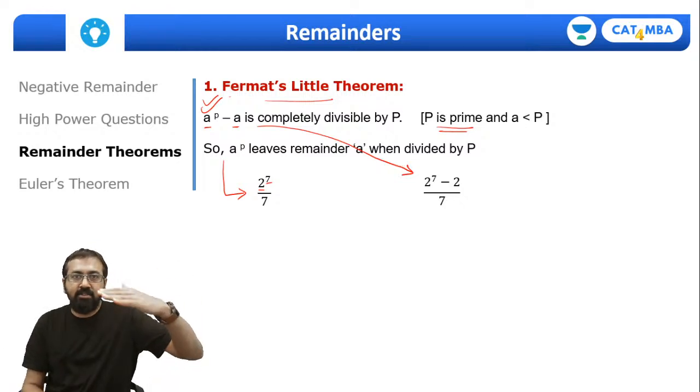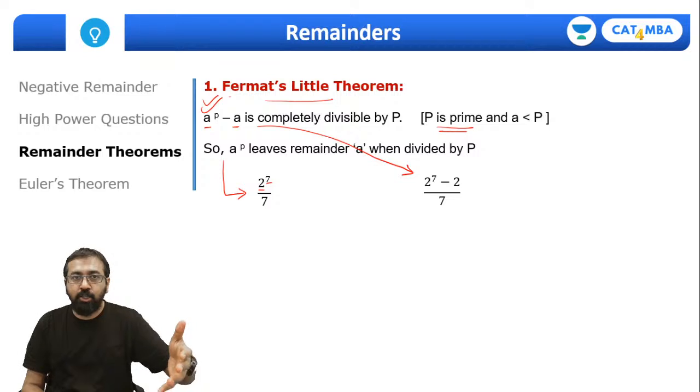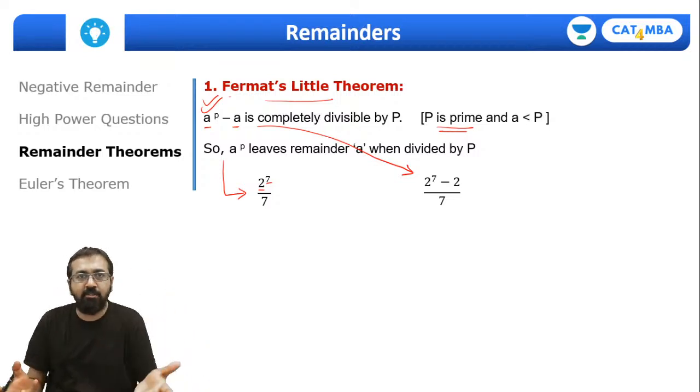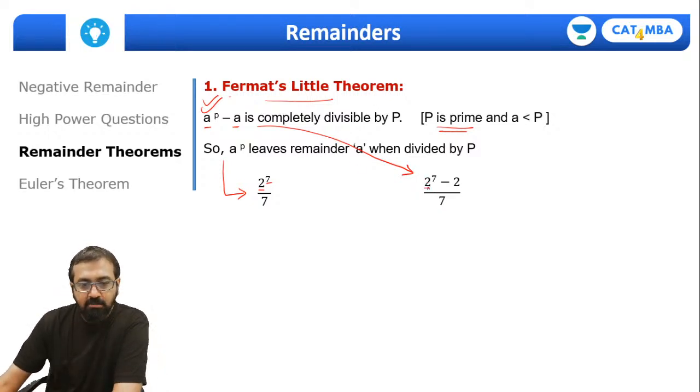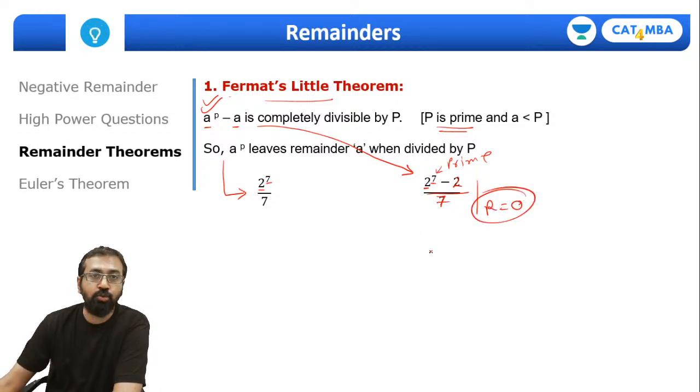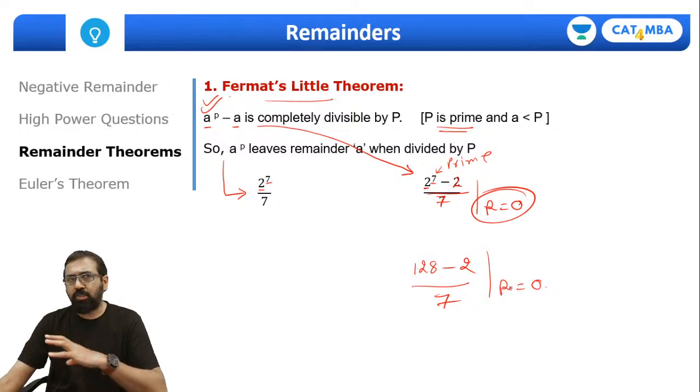If 12 divided by 5 leaves remainder 2, then 12 minus 2 divided by 5, remainder will be 0. Of course, it will be completely divisible. So this is what it says. Understand this point clearly. Any number, 2 raised to 7 power, where 7 should be a prime number, minus the same number 2. If you divide this by the same prime number, the remainder will be 0. It will be completely divisible. You can try that. What is 2 raised to 7? 128. 128 minus 2 divided by 7, see, it's completely divisible. Remainder will be 0.